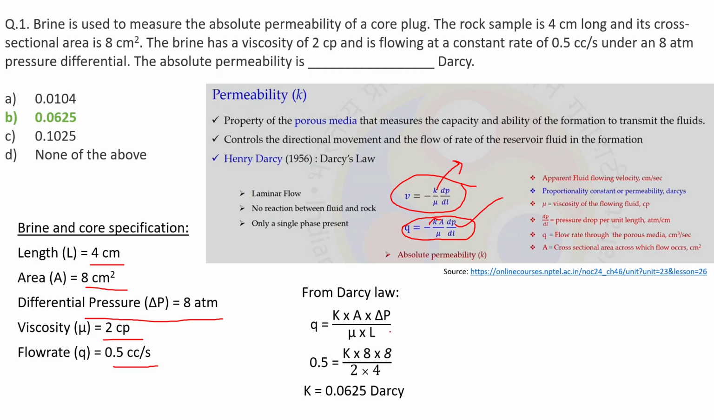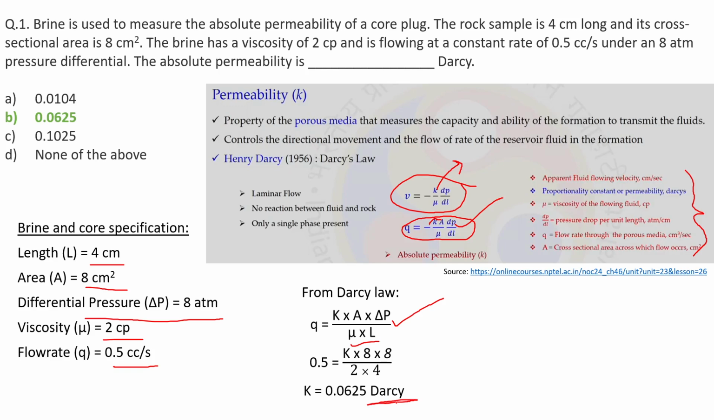So we have to put all the values in this equation and from that we will get the value of K. So as you can see we have used Darcy law here and putting the value of Q that is 0.5, the area that is 8, del P is 8 atm divided by the viscosity that is 2 Cp and the length as 4 centimeter. So we have to take care of the units also while calculating this. As you can see, it is also given what units have to be considered when we are solving for Darcy law. And from this we can get the value of K, which is coming out as 0.0625 Darcy.